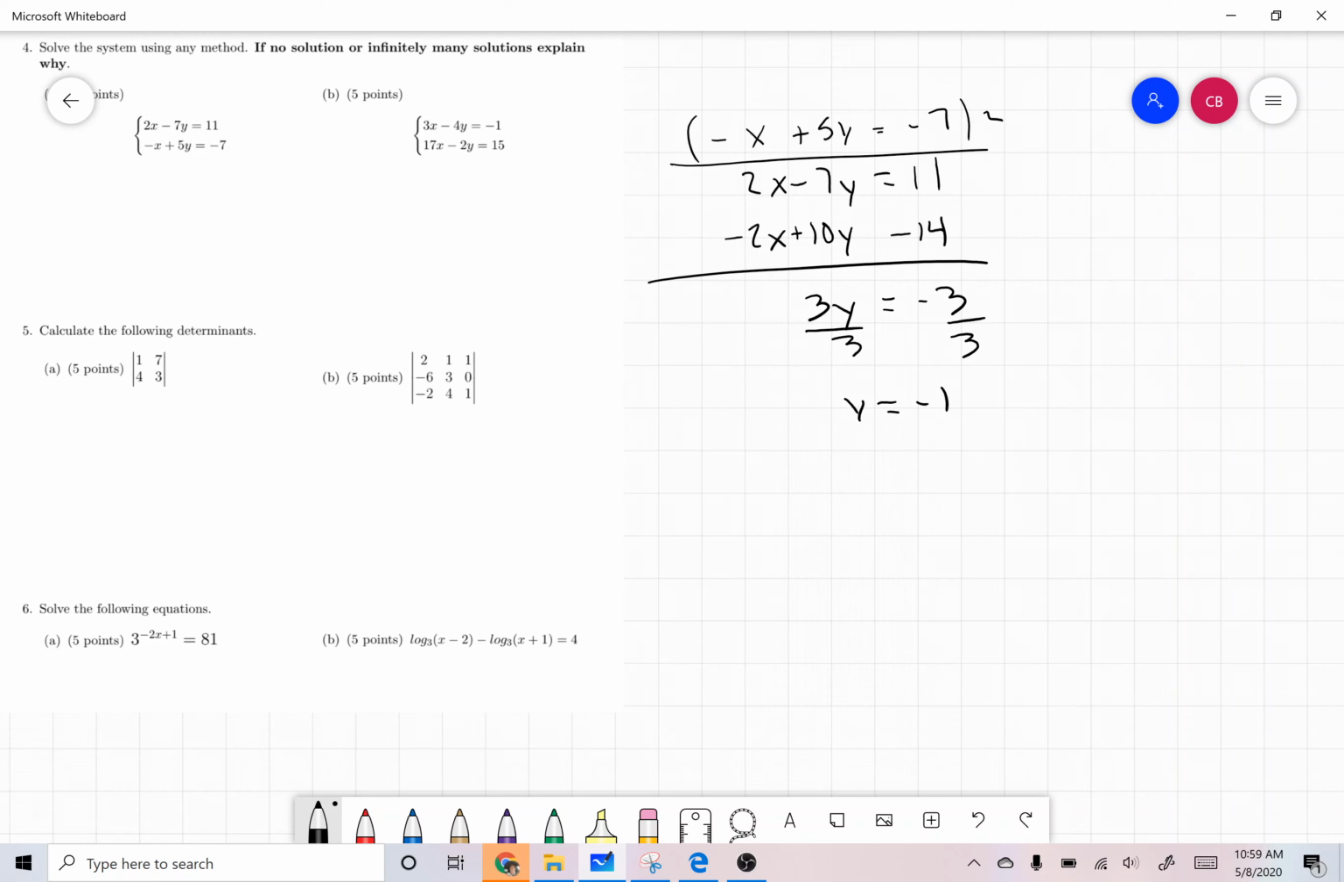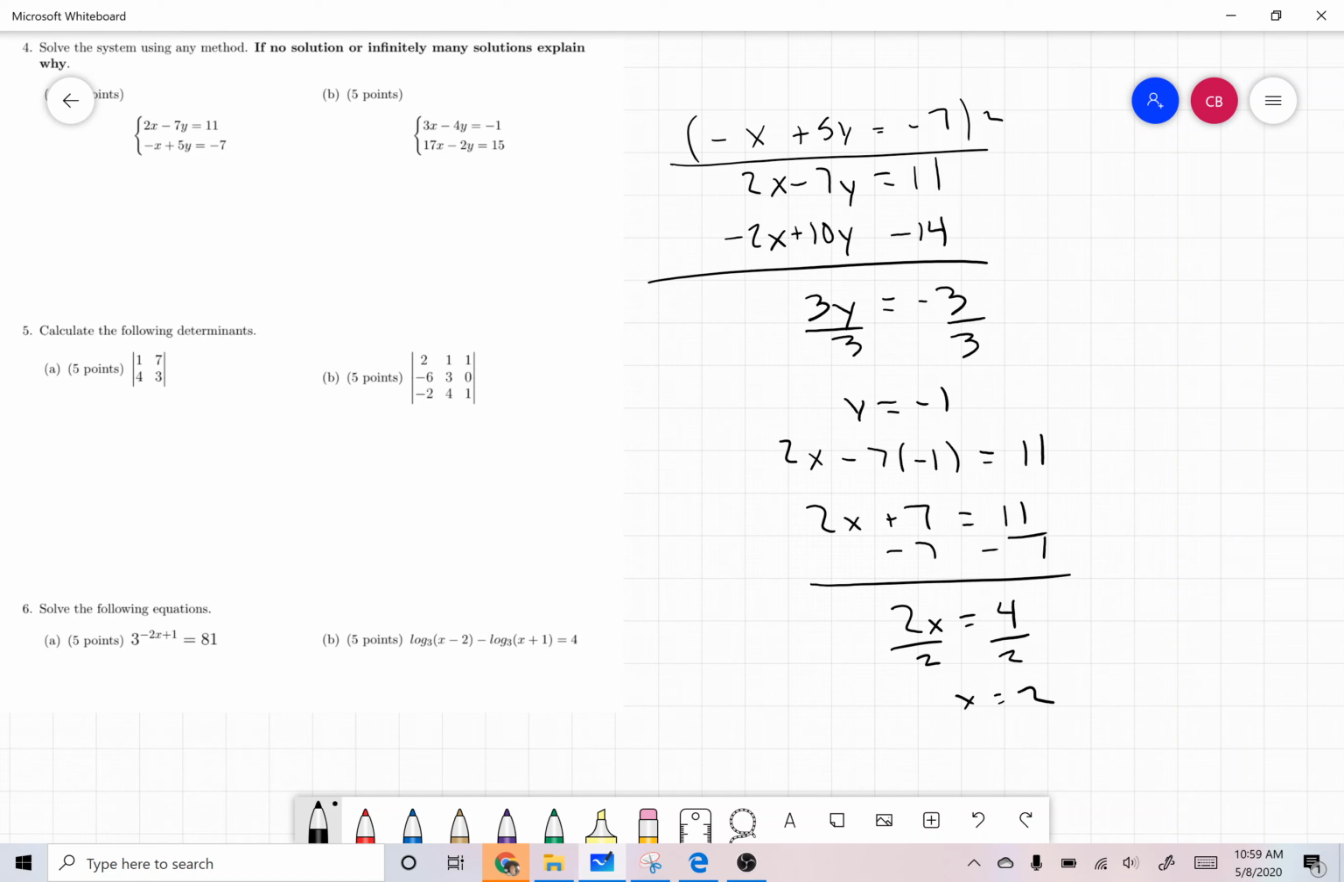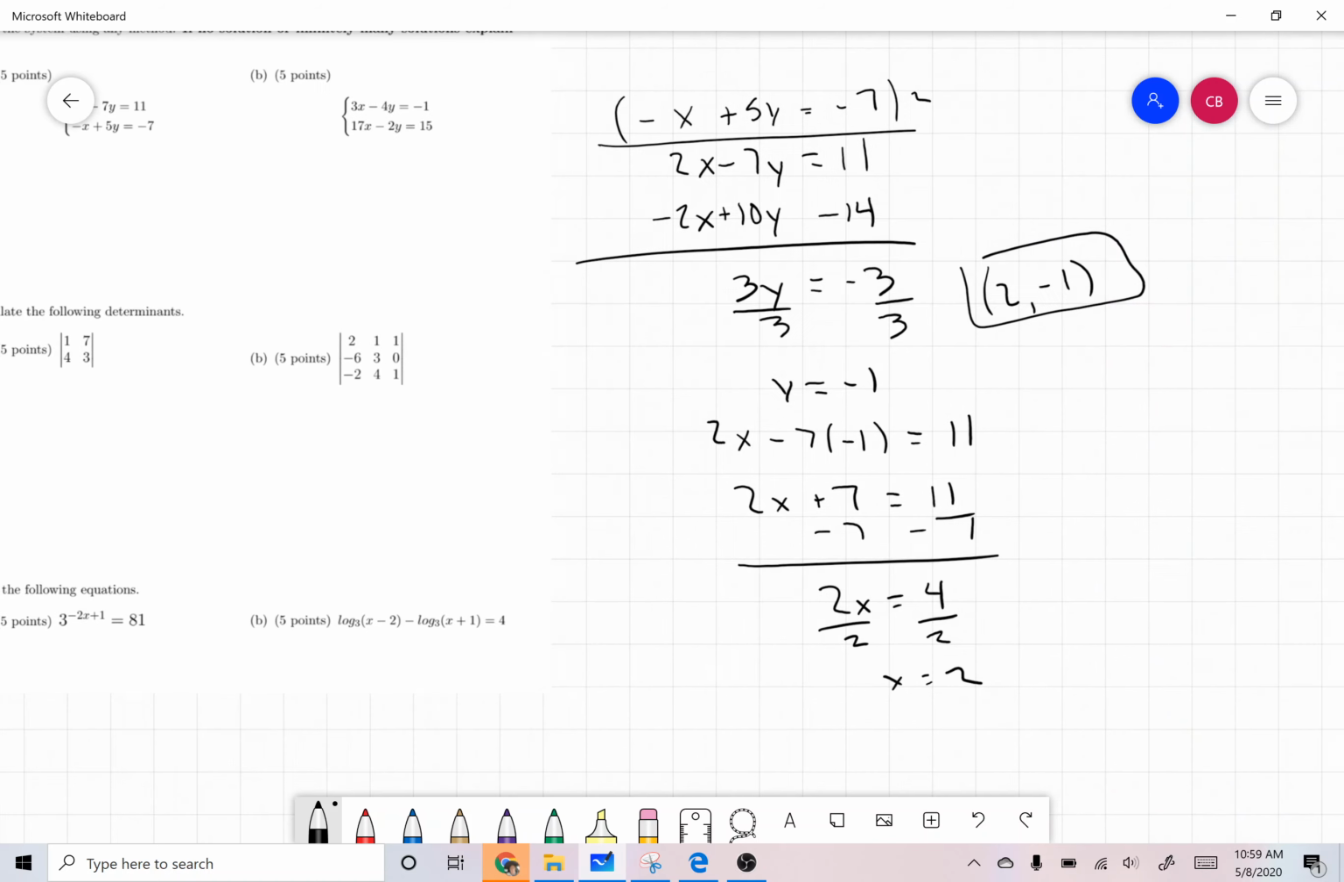So if I plug that in, I have 2x minus 7 times negative 1 is equal to 11. This is 2x plus 7 is equal to 11. Minus 7, 2x is equal to 4. x is equal to 2. So we have 2, negative 1 as our first solution.